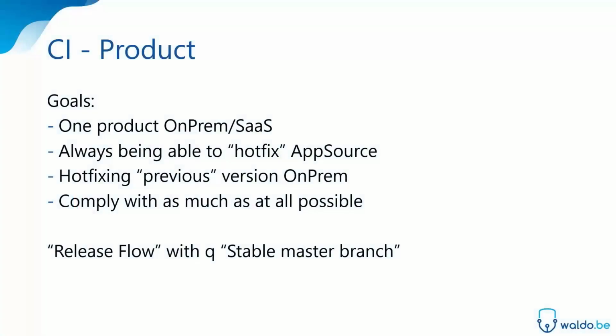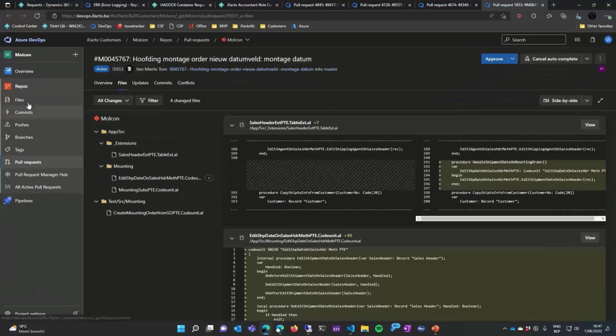And then for developers, they basically completed their pull requests, and this is where it ends for a developer, because this is where we would go into the CI part, the continuous integration part, right? The goals, as I said, are one product on-prem and on SaaS, and always being able to hotfix. So for the product, we implemented that release flow with the stable master branch. Let me just show you that briefly.